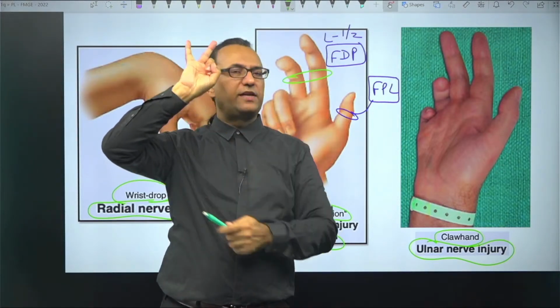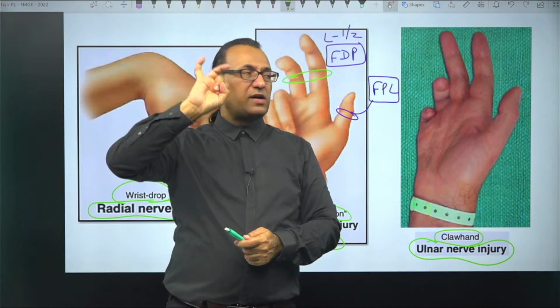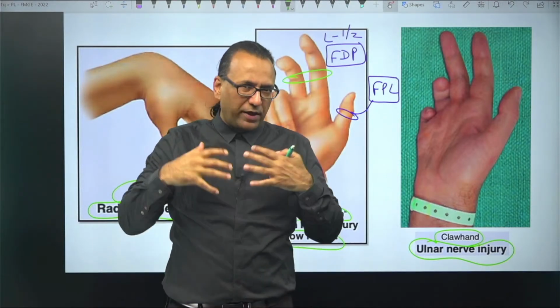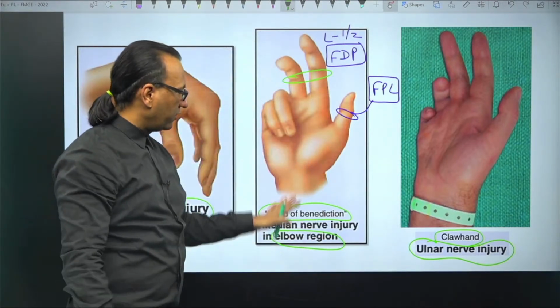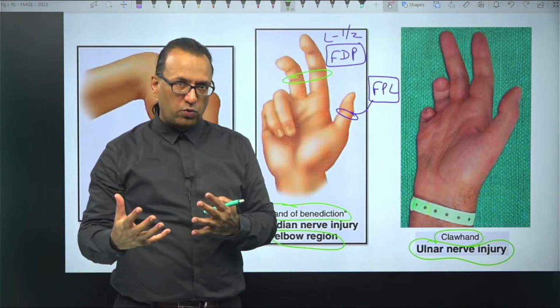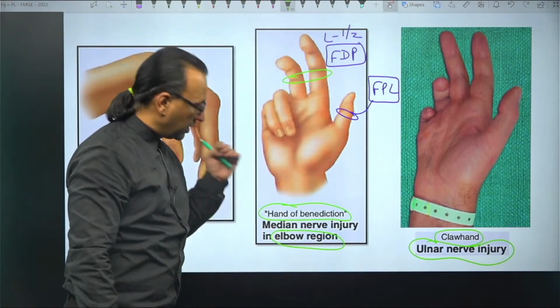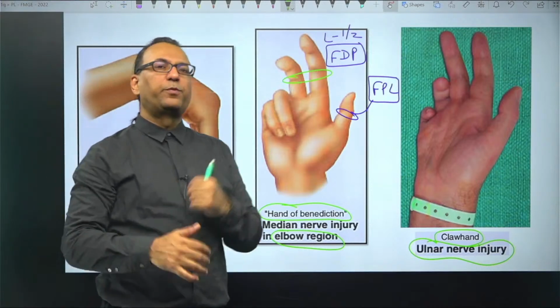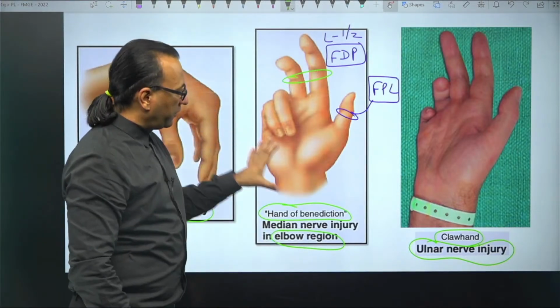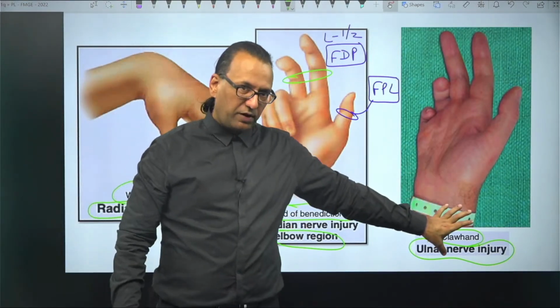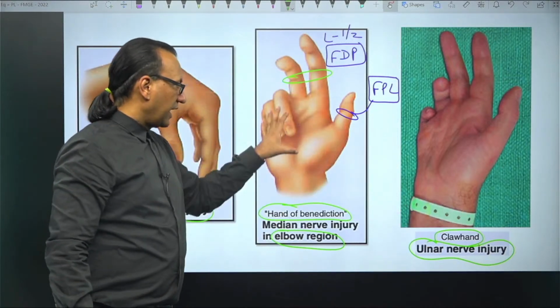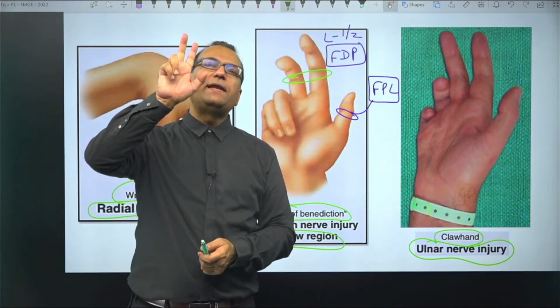Supplied by ulnar nerve, there is clawing. But this ulnar claw hand is appearing the same as the hand of benediction. How do I know that this is not ulnar claw hand? This is also ulnar claw hand. Disprove me.